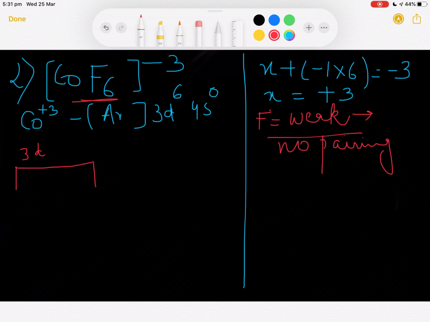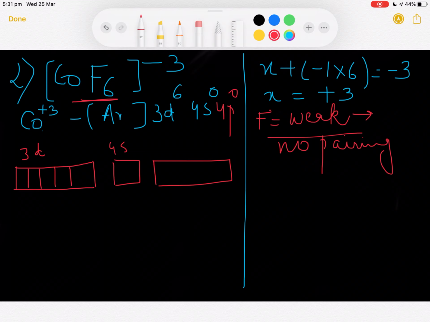So let me sketch the 3d orbital for you. 1, 2, 3, 4, 5, and here it's 4s, and here of course, though it's not there, I'm going to write 4p0 again, because of that set I discussed before: the (n-1)d, ns and np set orbitals participate in the hybridization. So that's my 4p orbital. Now since it's a weak field, no pairing. So if no pairing, you can easily apply Hund's rule. According to Hund's rule, how should I fill in the electrons? 1, 2, 3, 4, 5, and here is the 6th one.